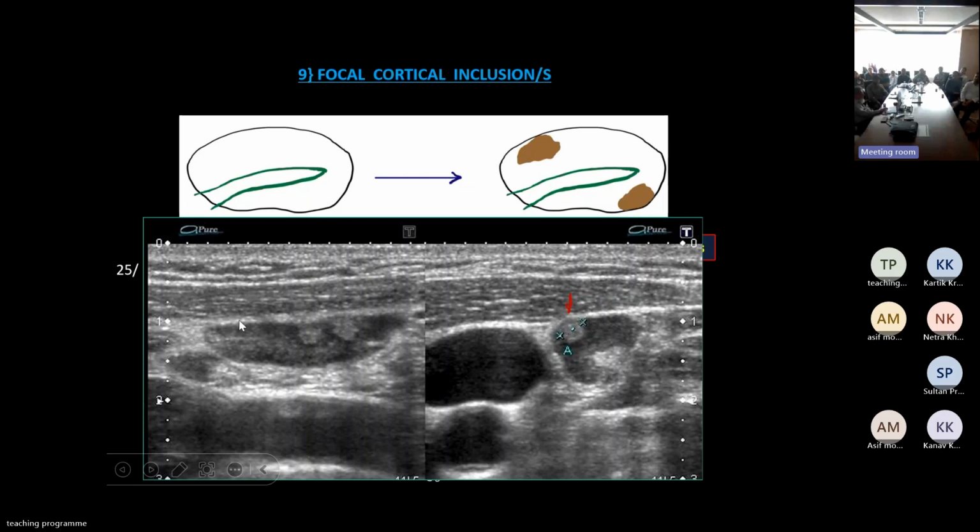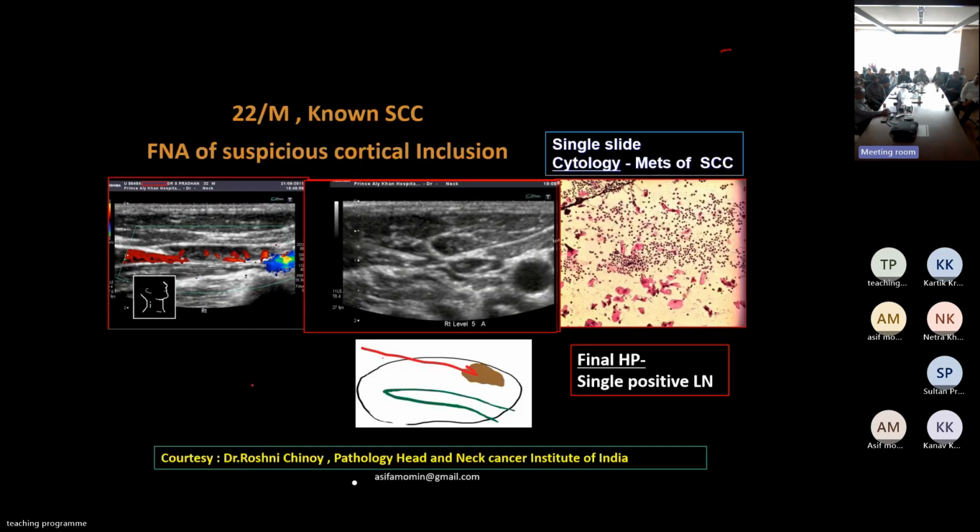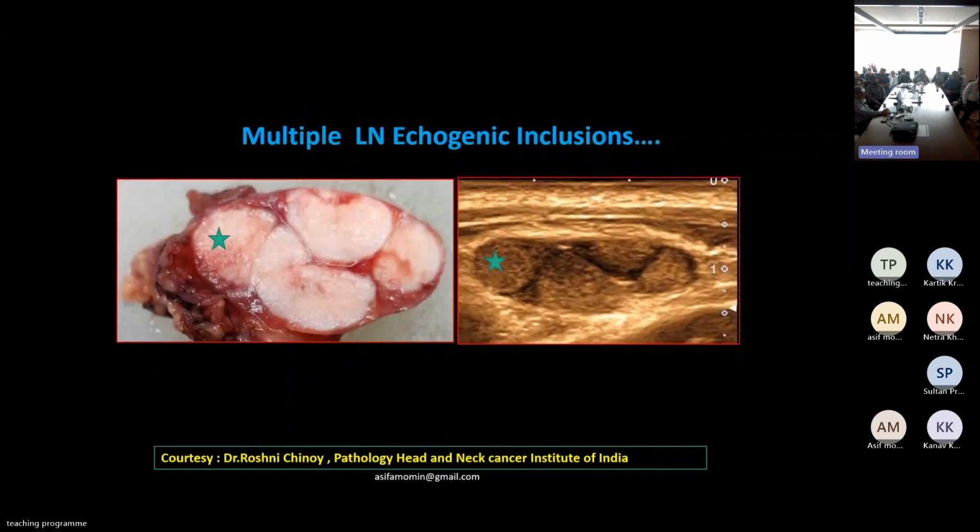So this was a young doctor, and she had a normal-looking node here. If you see this node, it looks fairly oval, it has a good hilum. Only these two inclusions, which are hardly 3 millimeter or so, this was the metastatic deposit. When we did the FNAC, it was on the opposite side, and this really helps. So I think picking up these clues is very important, and we tend to do that quite often here.